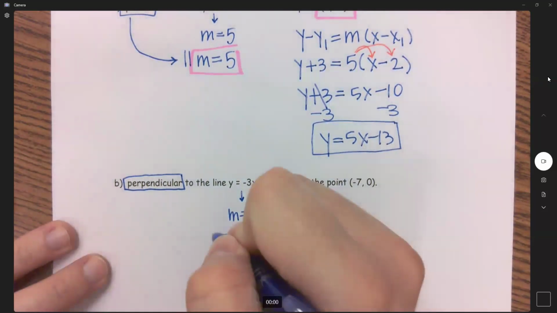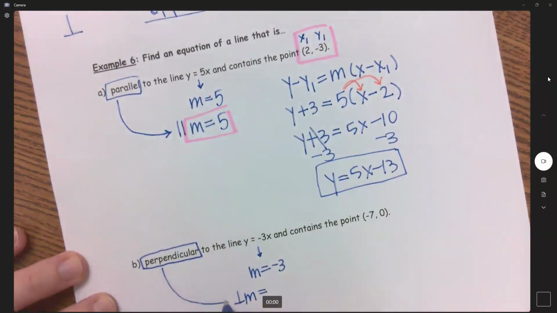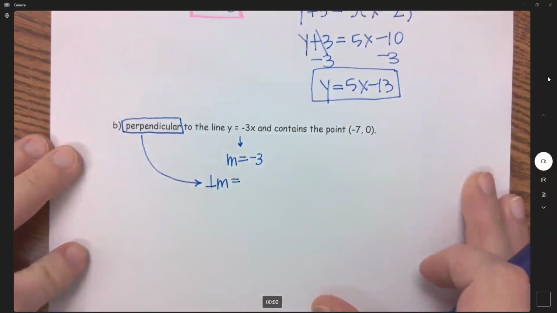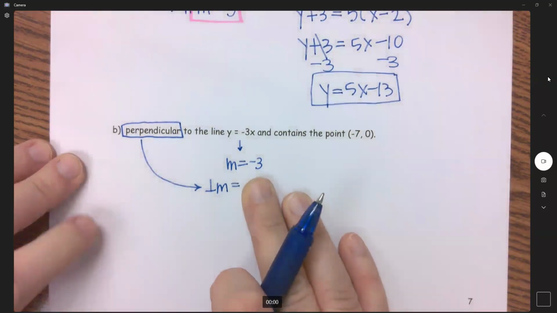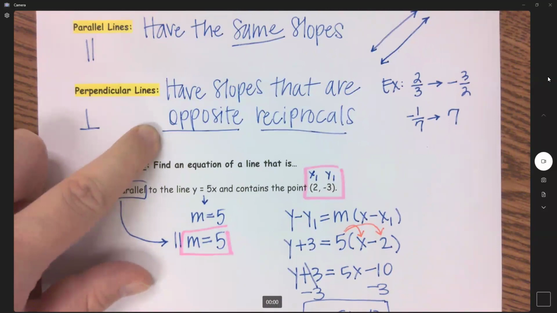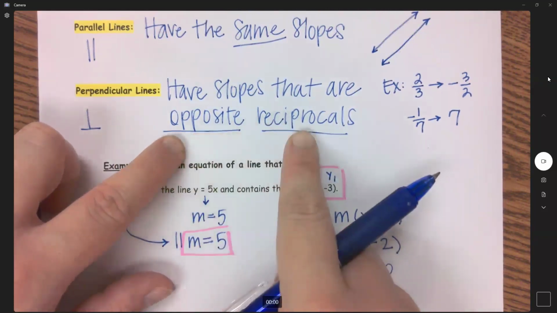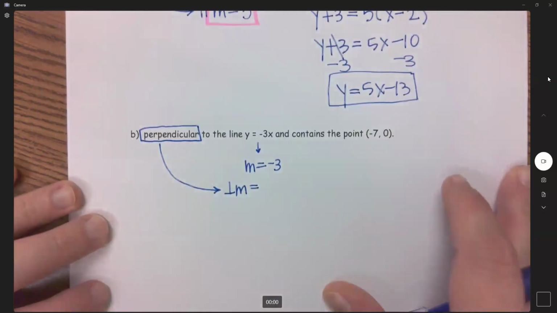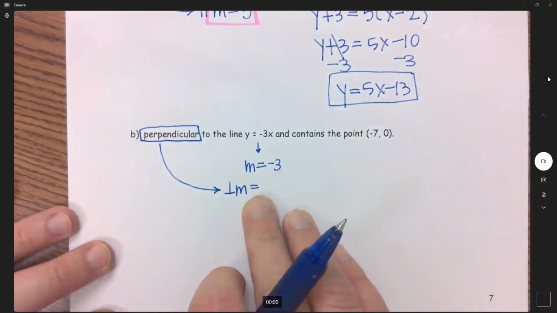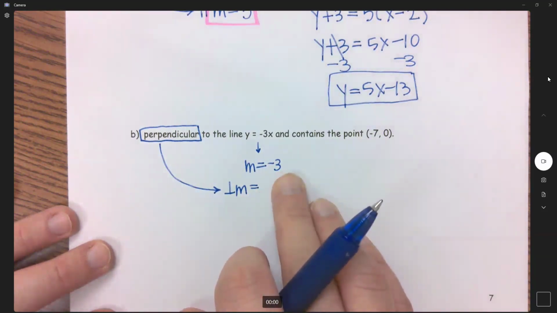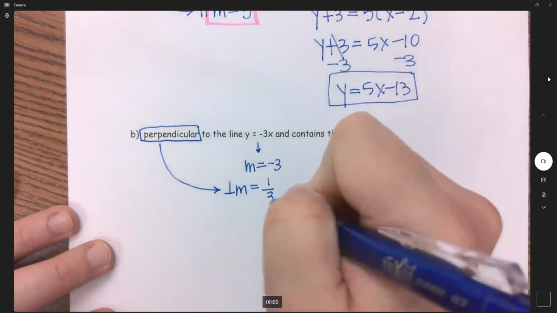So now I need my perpendicular slope. So what is my perpendicular slope to -3? I am looking for its opposite reciprocal. Opposite meaning one positive, one negative, and reciprocal, flip your fraction. So because this is -3, this will be a positive slope. 3 is the same as 3 over 1. When I flip that, that becomes 1 over 3.